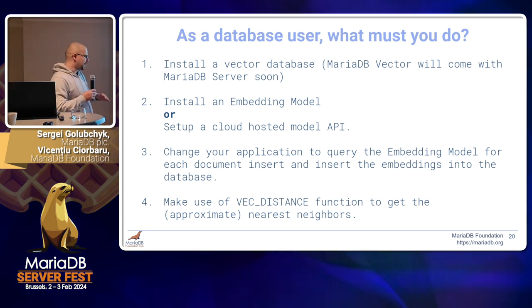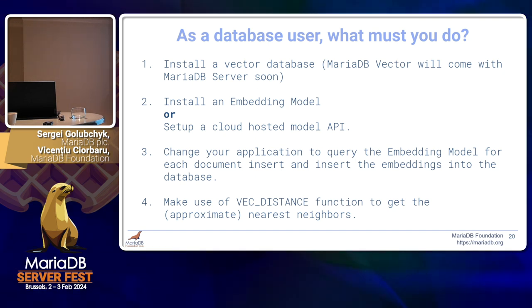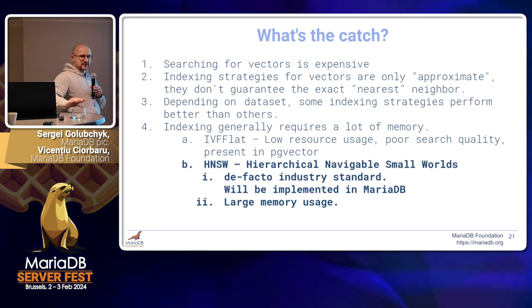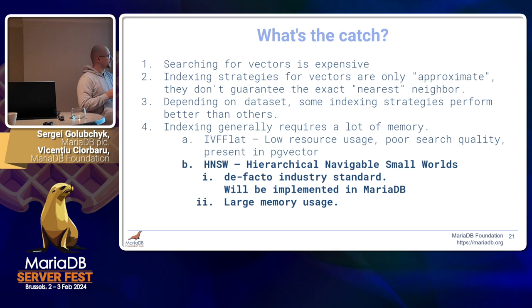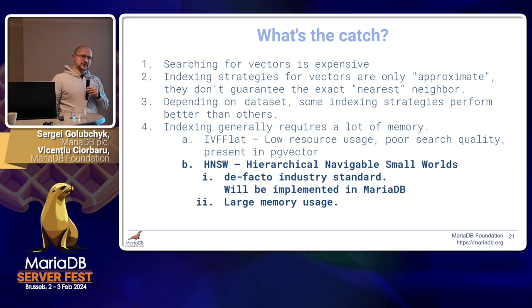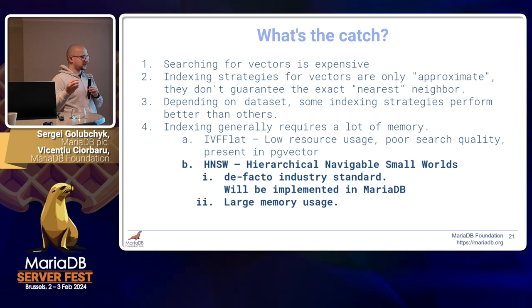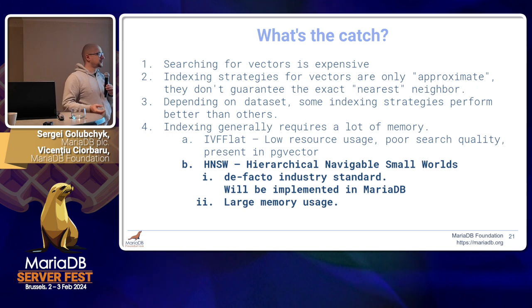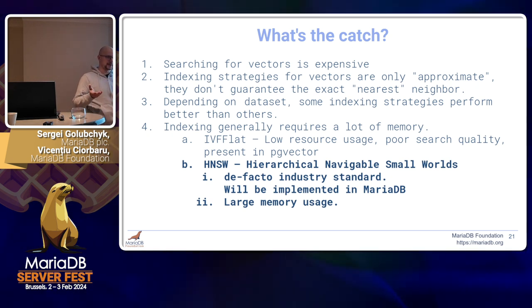Now, the key word here is that these are not exactly the guaranteed nearest neighbors, but an approximation. The reason for this is that searching for vectors in a database is expensive. And we have indexing strategies, but they're not guaranteed to be exact. These indexing strategies give you an approximation of the likely best result, but it's like trading time for accuracy.